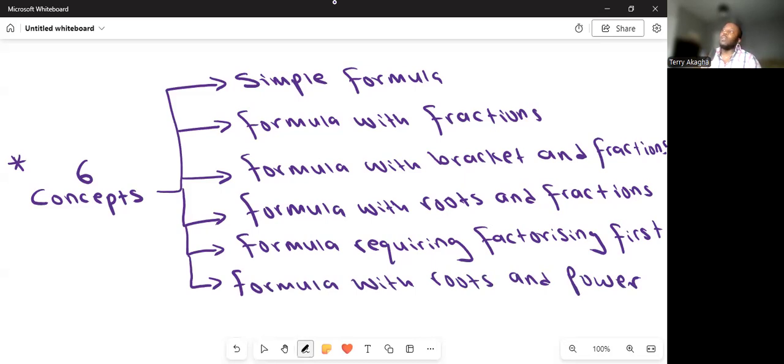In the next video, I'm going to talk about simple formulas. Then after that, I'll talk about formulas with fractions, formulas with brackets and fractions, formulas with roots and fractions, those that require factorizing first, and roots and powers. So the next video will be simple formulas. How do you make the subject of the formula when you're given a simple formula?